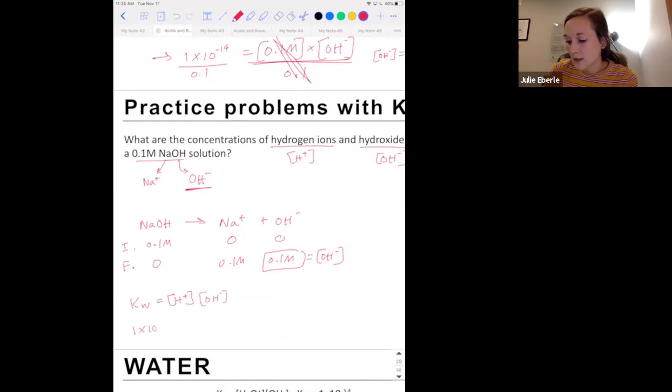1 times 10 to the minus 14. That is the value, and that never changes, the constant value for Kw. You can always plug that value in. And then we are solving for H plus this time because we know the concentration of OH minus. Oh, and I just wrote OH minus. I meant to write 0.1 molar. Same math here. You're going to cross divide by 0.1.